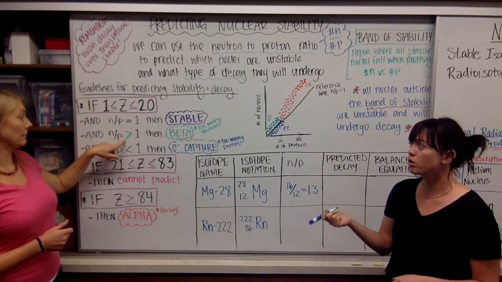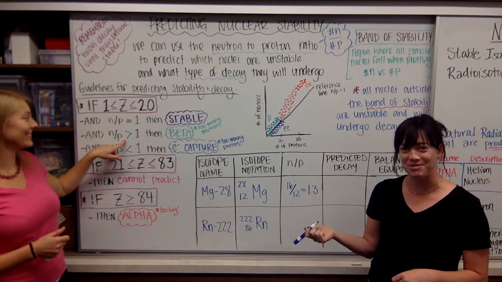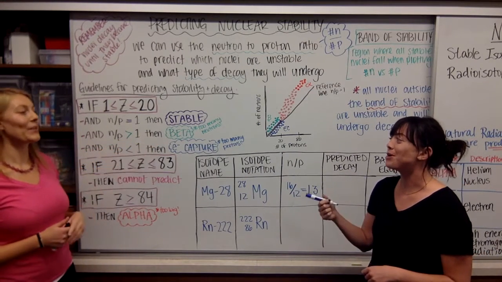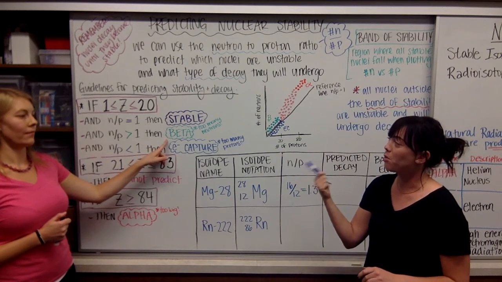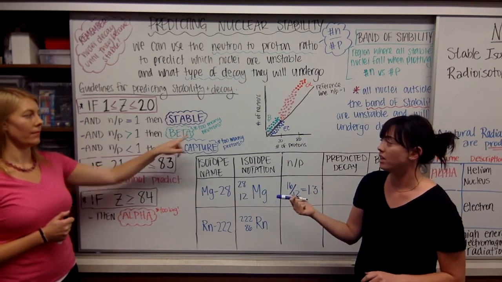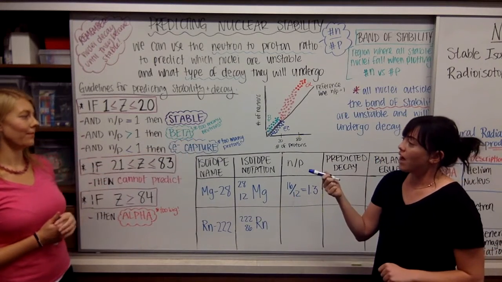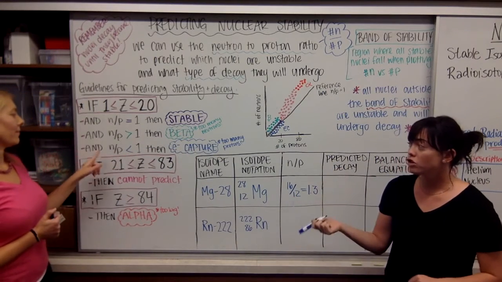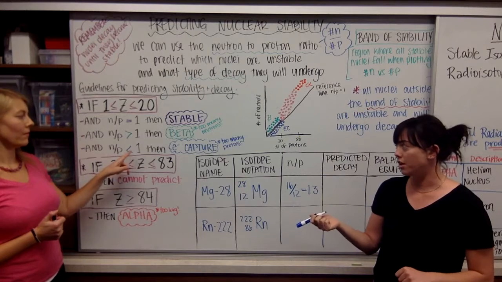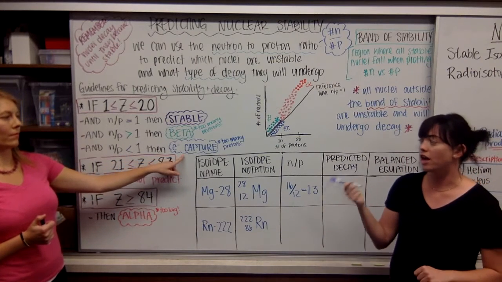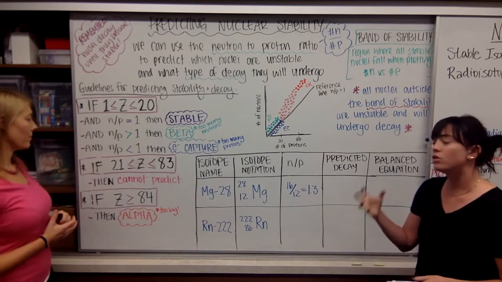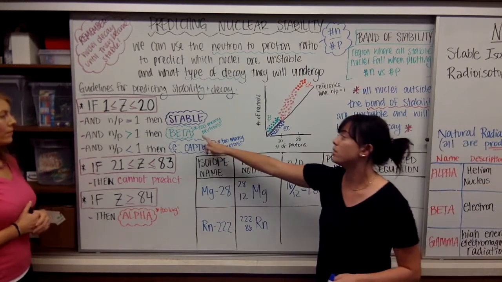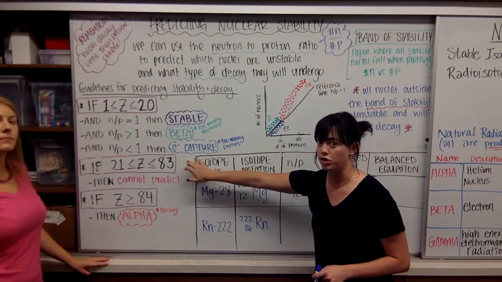But if our neutron to proton ratio is greater than 1, our nuclei are not stable, and our nuclei will undergo beta decay. And if our neutron to proton ratio is less than 1, then our nuclei are unstable and they will undergo electron capture.